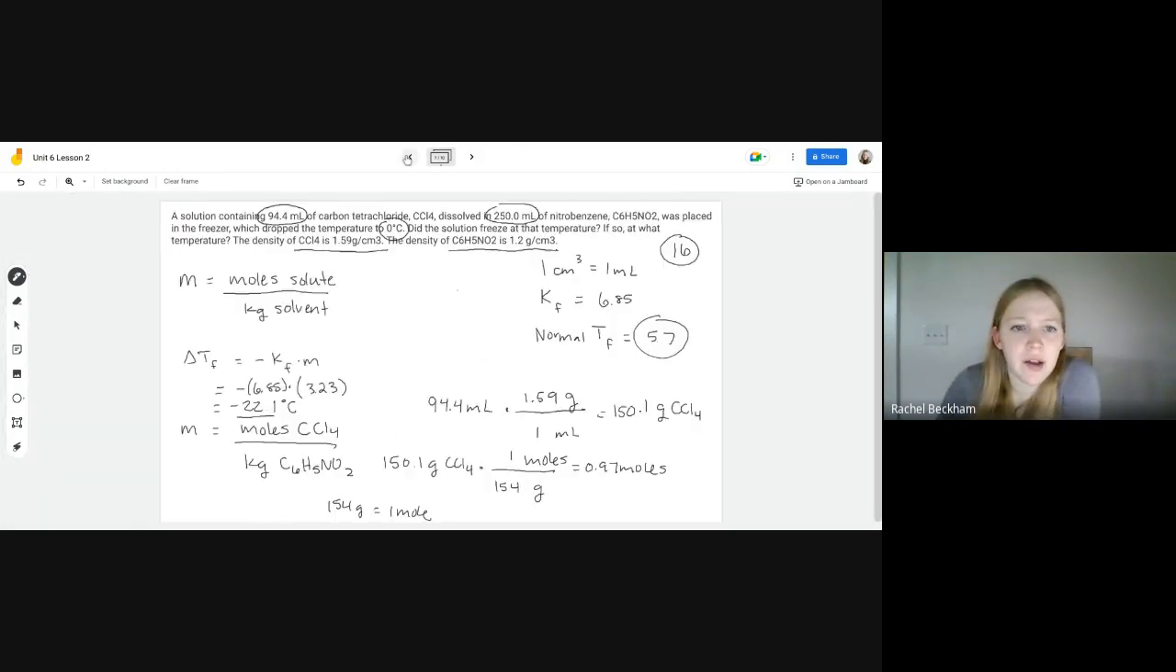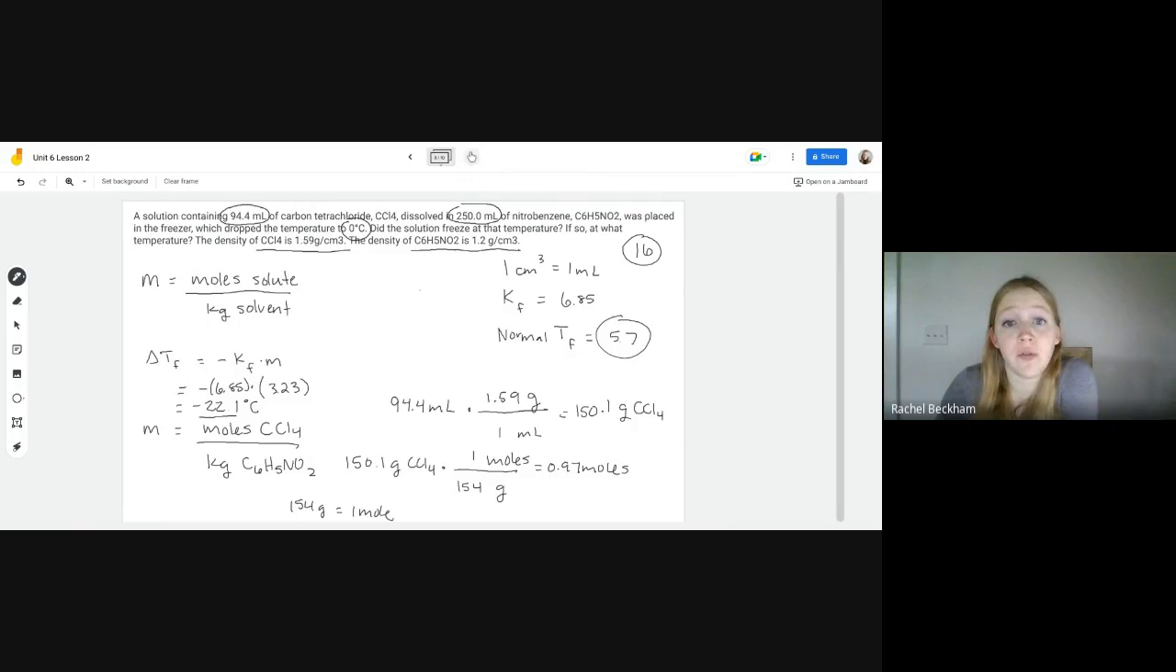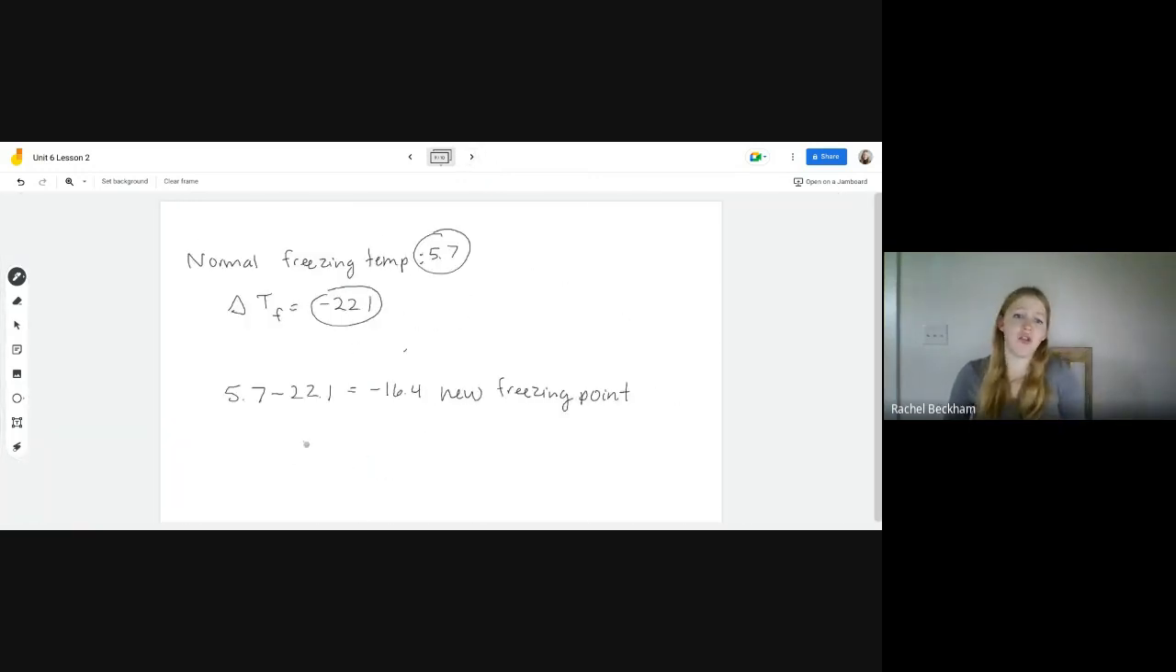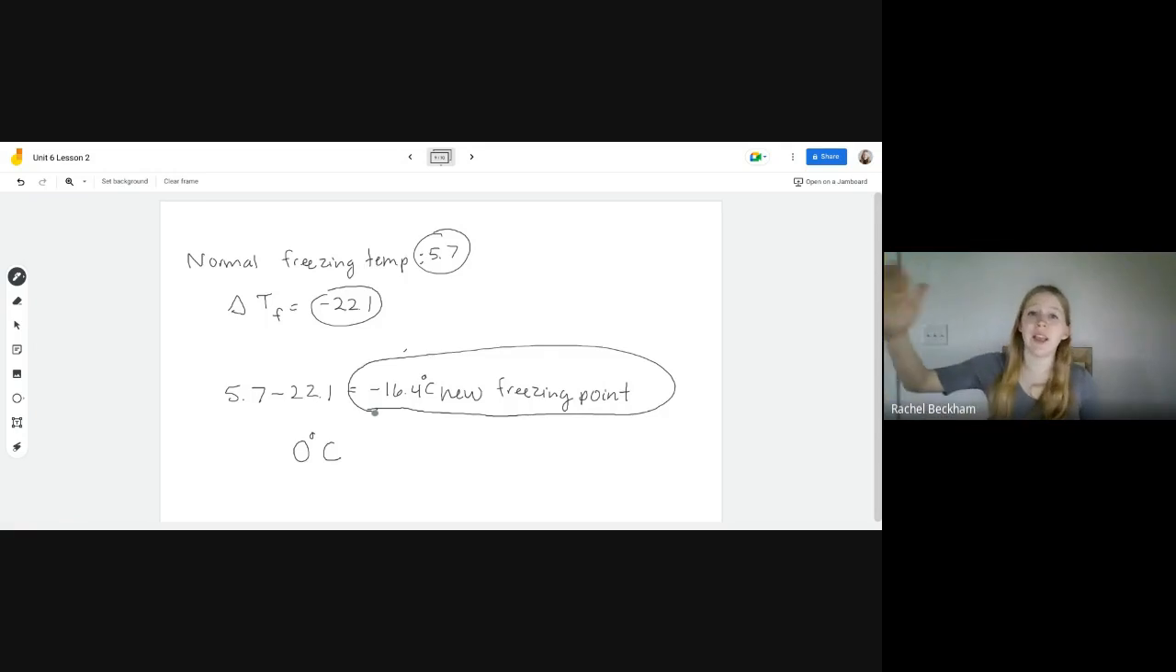Okay, so now let's read the problem. It says the temperature dropped to 0 degrees Celsius. Did the solution freeze? So the temp in the fridge is 0 degrees Celsius. So is it going to freeze? Well, our new freezing point is negative 16.4. It freezes only when it gets down to that temperature, right? So if the freezer is at 0 degrees Celsius, but it freezes at negative 16.4, the answer is no, it did not freeze. And its new freezing point is negative 16.4.